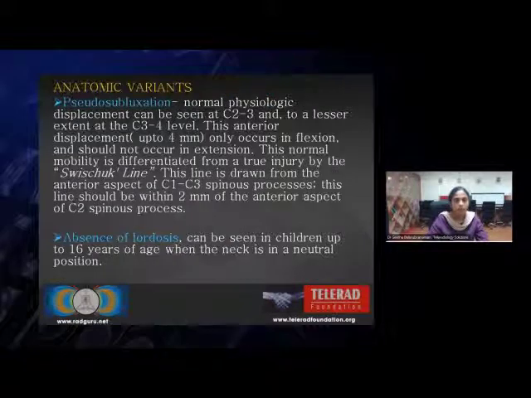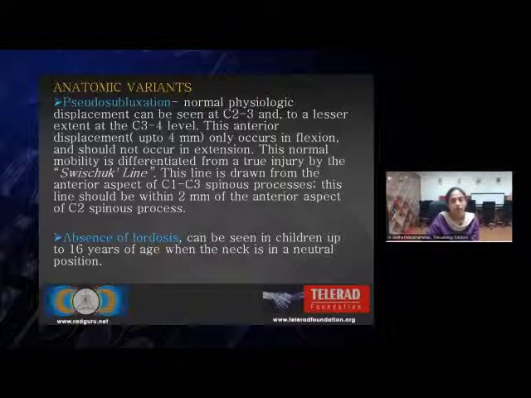There are certain anatomic variants in children. One is pseudo-subluxation, which is a normal physiologic displacement that can be seen at C2-3 and to a lesser extent at the C3-4 level. This anterior displacement, which is up to 4 millimeters, is normal. This occurs only in flexion and should not occur in extension radiographs.